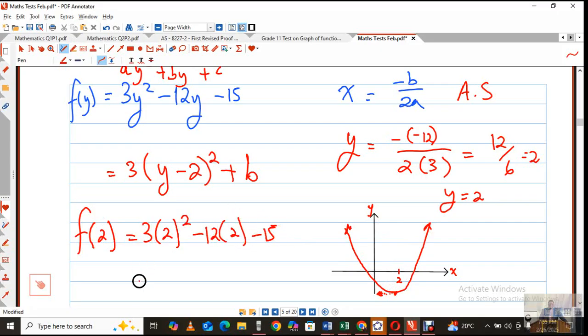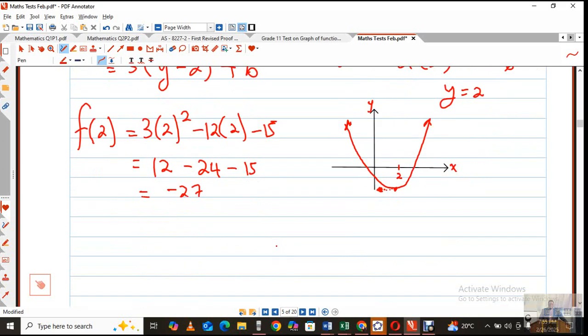And if you were to do this, you obviously can use your calculator. So this is 4 times 3, which is 12. And this is minus 24, because you have 12 times 2 minus 24. And you have minus 15. Of course, go ahead and grab your calculator. You'll see that this answer is minus 27. So that is the value of b.